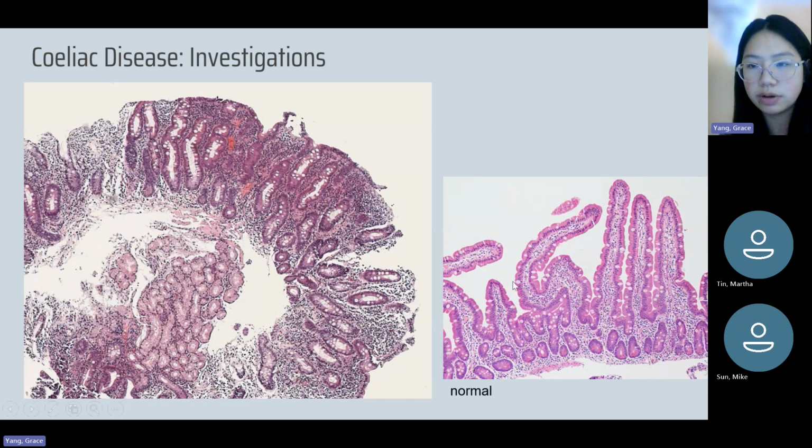On the right, you can see very prominent villi here. On the left, it's atrophied. The mucosa is very flattened. And there's crypt hyperplasia, if you can see these hyperplasia. And there's also infiltration of inflammatory cells, if you can see in between here.